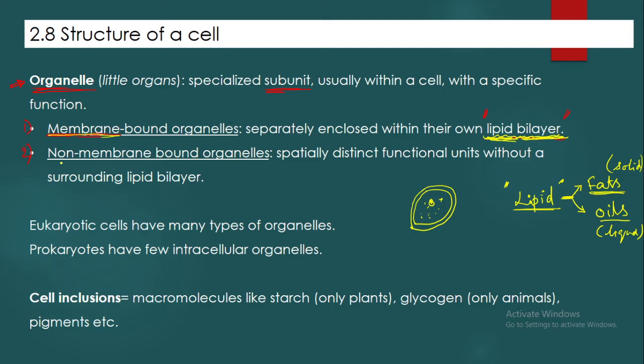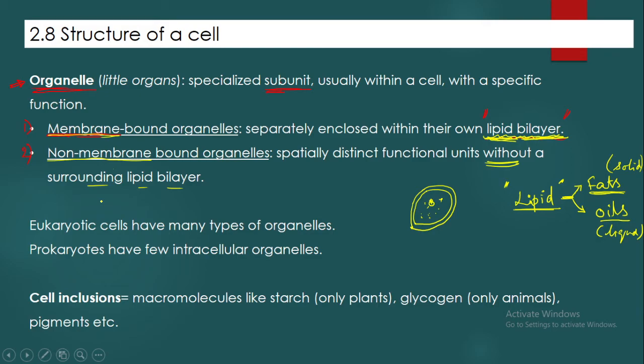Non-membrane bound organelles means they are without a surrounding lipid bilayer. They don't have any lipid bilayer. Now let us see the three types of typical cells that are there in your syllabus. In your syllabus, three types of cells are discussed: one is a bacterial cell, plant cell, animal cell.